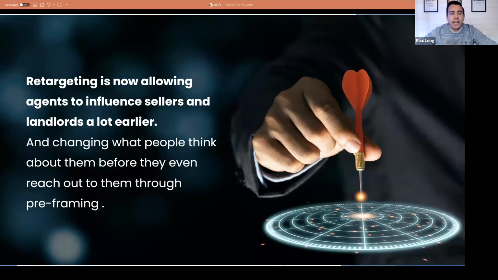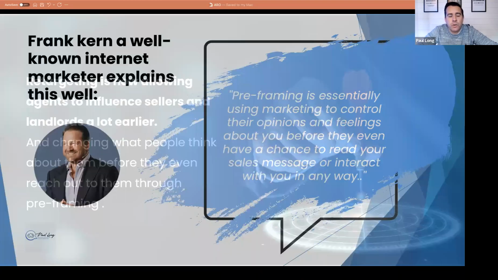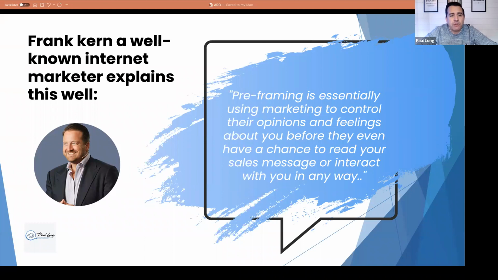So retargeting is now allowing agents to influence sellers and landlords a lot earlier and changing what people think about them before they've even reached out to them, through something called pre-framing. And this is why retargeting is so powerful. Now, if you're wondering what pre-framing means, Frank Kern, who's a well-known internet marketer, explains this really well. Pre-framing is essentially using marketing to control people's opinions and feelings about you before they've even had a chance to read your sales message or interact with you in any way.